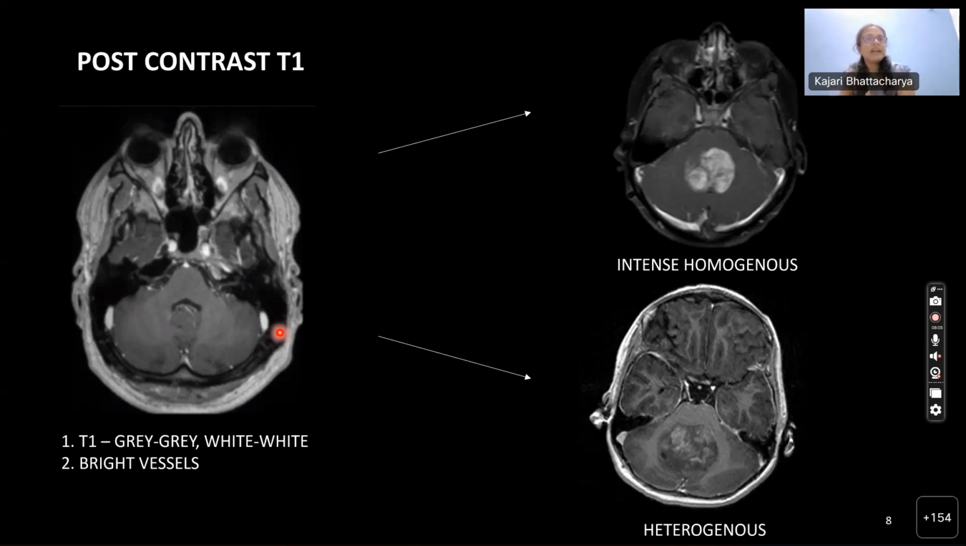I would not correlate directly with higher grade or lower grade depending upon the types of enhancement, but yes, it will give you an idea depending upon all this. So we look at the T2, we look at the diffusion, and then we look at the contrast. It will give you an idea about what kind of tumor you're looking at.